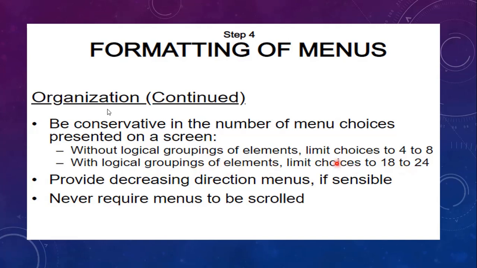So that means, for example, if you are going to consider the number of months in a year, how many months do you have? 12. So there is a logical grouping of elements in this case. So then you can limit up to 12.